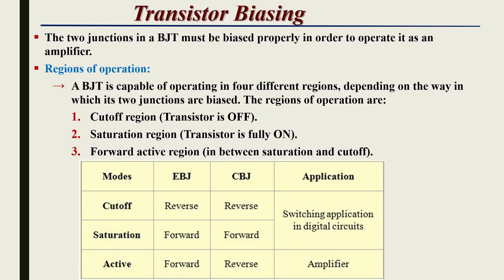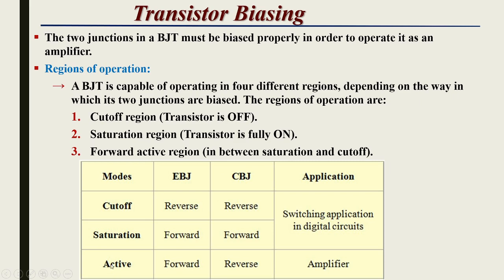Here the modes are given. For the cutoff region, the emitter-base junction must be reverse biased and the collector-base junction must be reverse biased. For saturation, the emitter-base junction must be forward biased and the collector-base junction must be forward biased. So for cutoff both junctions are reverse biased, and for saturation both junctions must be forward biased. In these two regions we can operate the transistor as a switch.